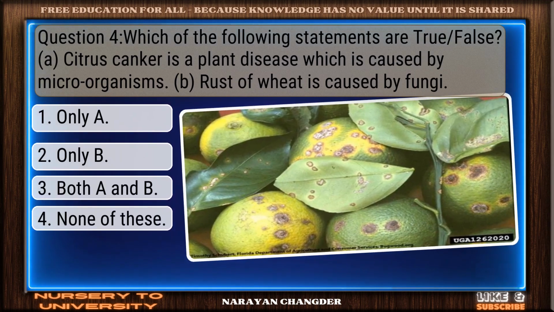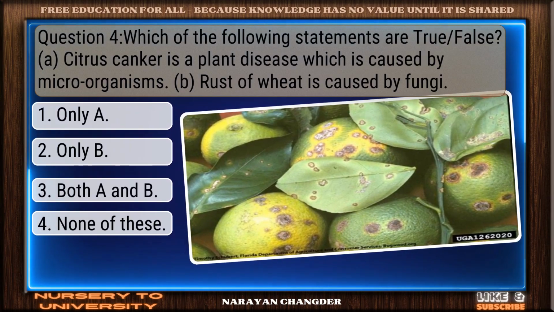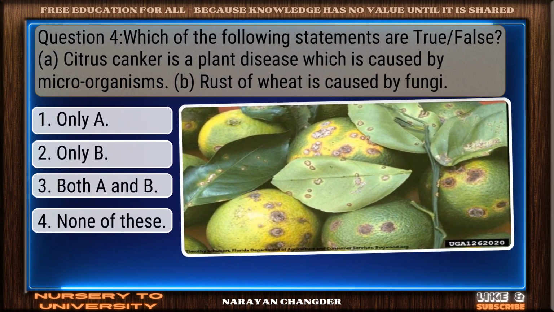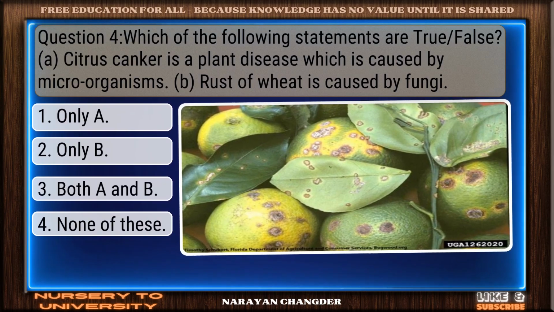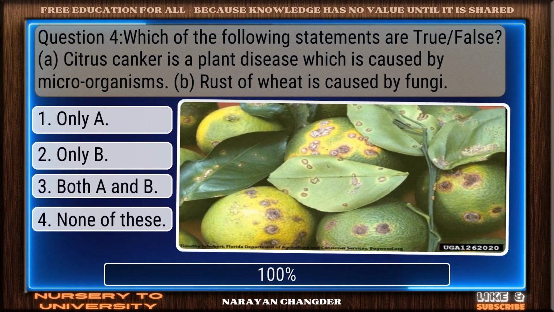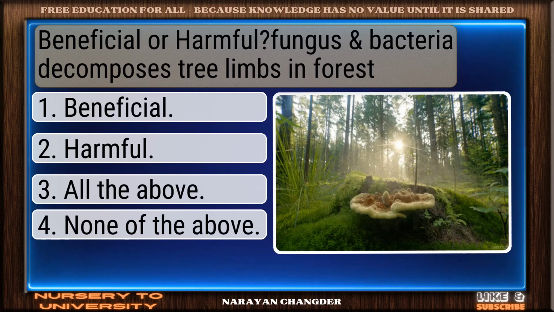Question 4. Which of the following statements are true or false? Citrus canker is a plant disease which is caused by microorganisms. Rust of wheat is caused by fungi. Valid point. Both A and B are true.